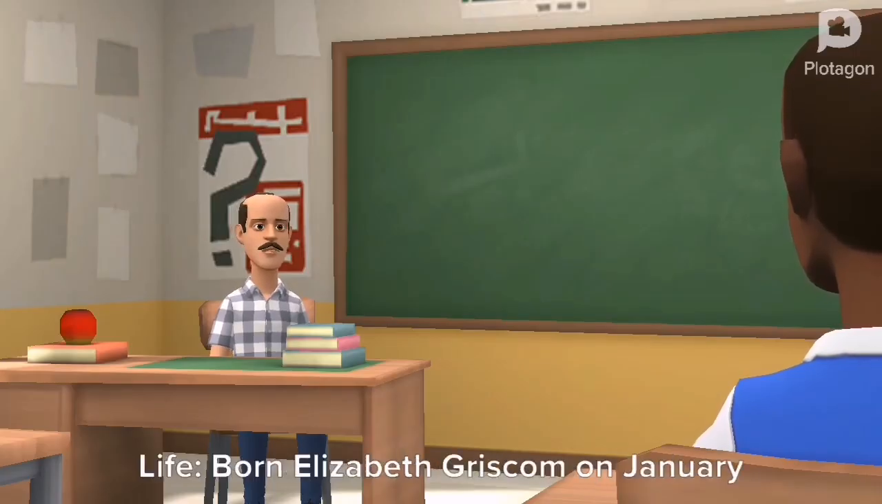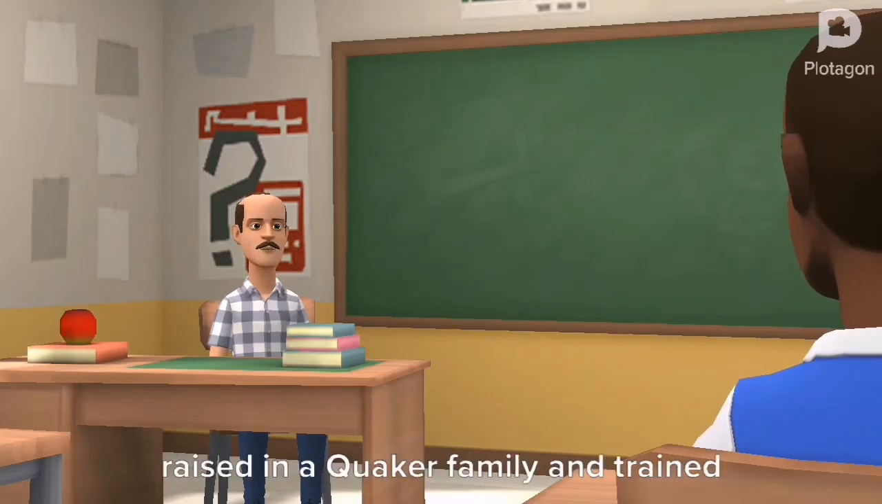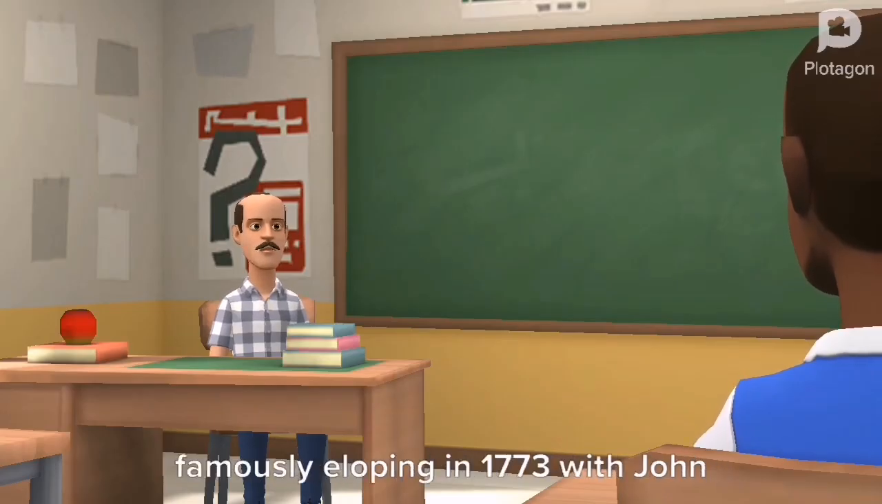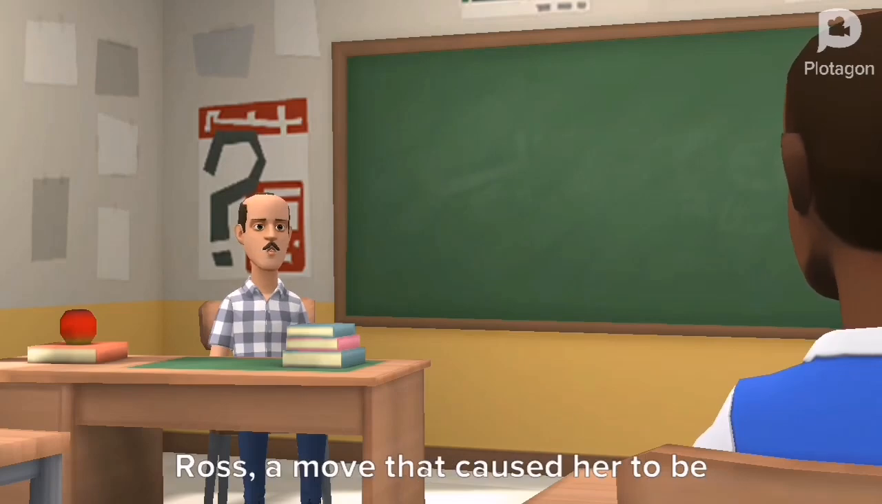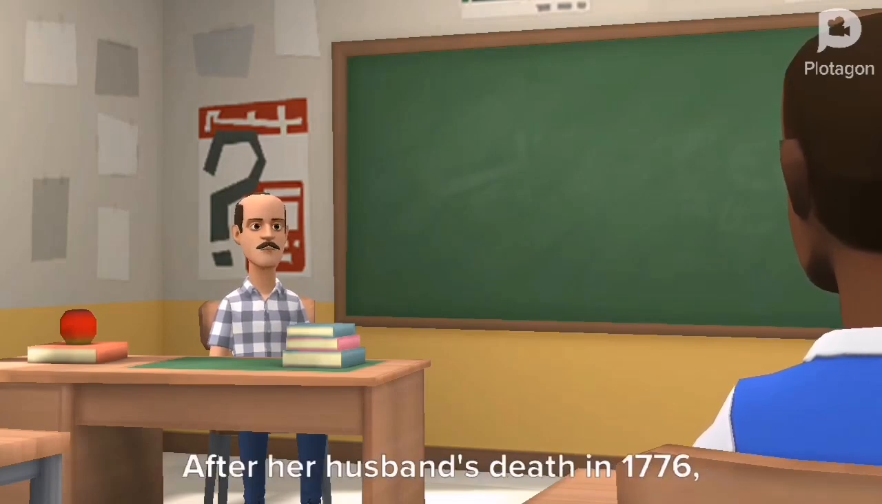Historical facts and legacy. Early life: born Elizabeth Griscom on January 1, 1752, in Philadelphia, she was raised in a Quaker family and trained as an upholsterer. Life in Philadelphia: she lived and worked in Philadelphia, famously eloping in 1773 with John Ross, a move that caused her to be read out of the Quaker community.